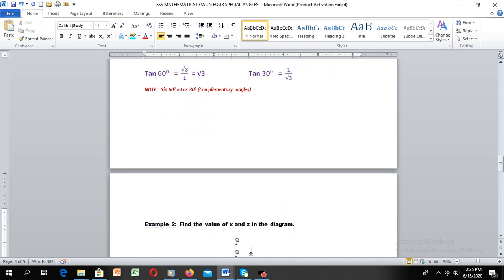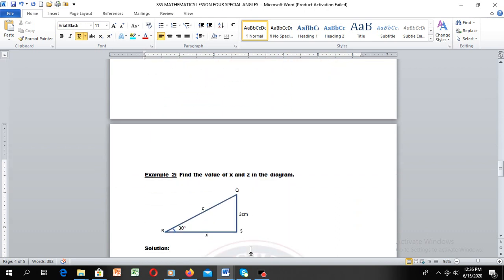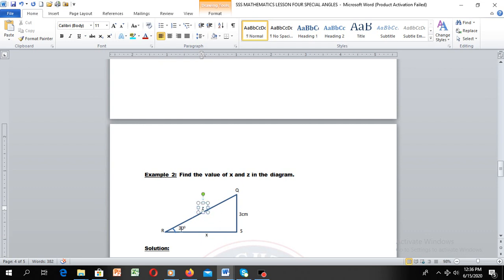There's an example. In this diagram, right angle triangle QRS, we are asked to find the value of x and the value of z. Our reference angle is 30 degrees. Using 30 degrees as the reference angle, the opposite is side QS, which is 3 centimeters. The adjacent is RS, whose value is taken as x units. And the hypotenuse is RQ or QR, whose value is z units.